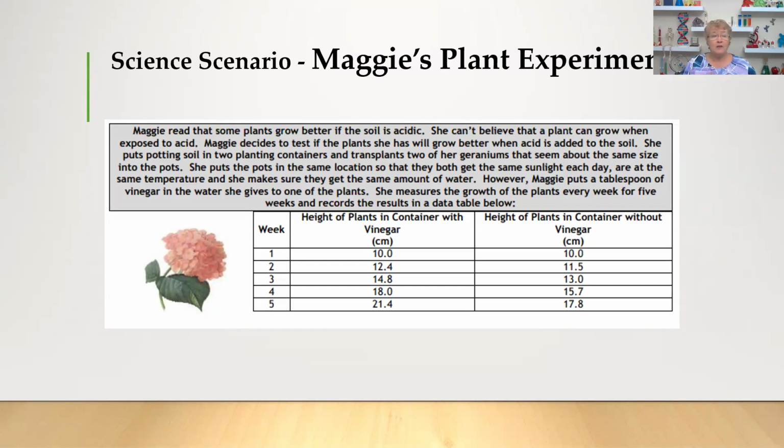Now, you can see here that she did plants with vinegar and plants without vinegar. So she had a control group and an experimental group. Which one is the experimental group? The one with the vinegar or the one without the vinegar? Vinegar. With the vinegar, yep. And then the control one is going to be the one that is just water without the vinegar. All right, so let's evaluate the data here. What do you guys think? Does adding vinegar help plants to grow?